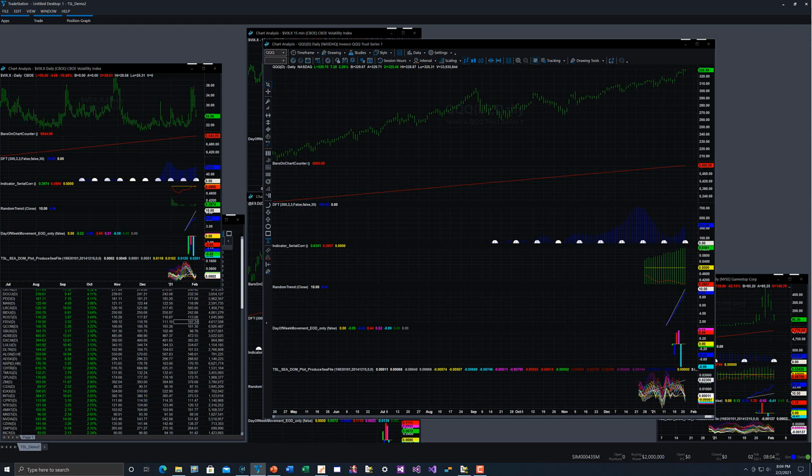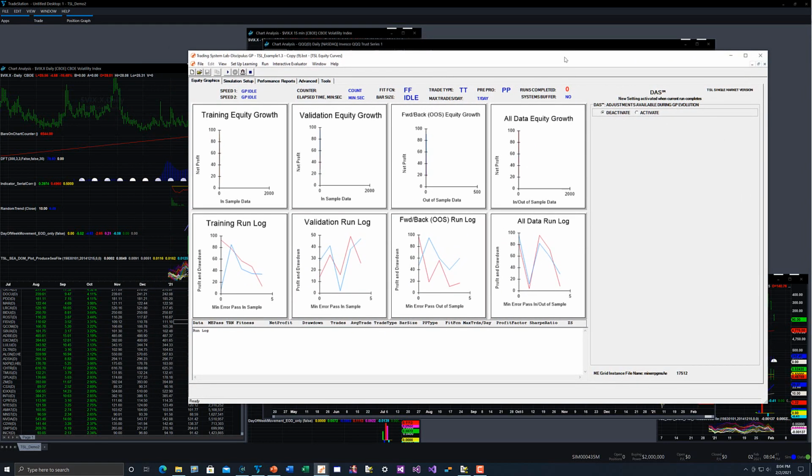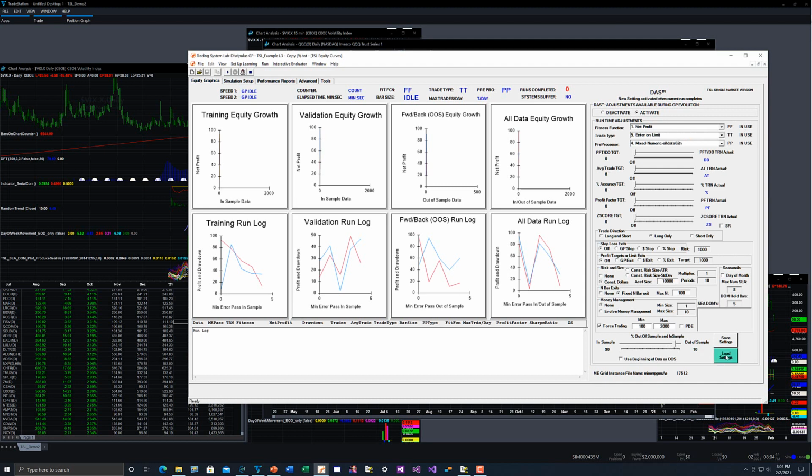So let's go ahead and begin the design. So we've opened up Trading System Lab. The data's already been fed into Trading System Lab. I'm going to activate DAS and load some settings. Let's talk about these settings that I've loaded after I get this run started. So I'm going to go ahead and start the run.